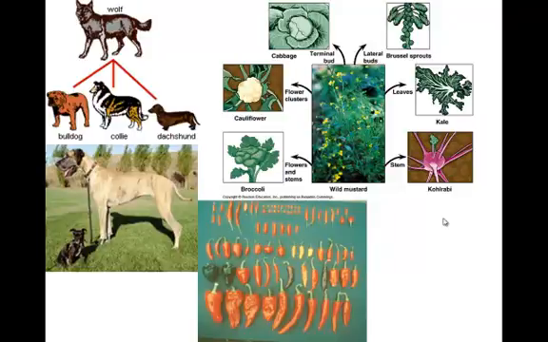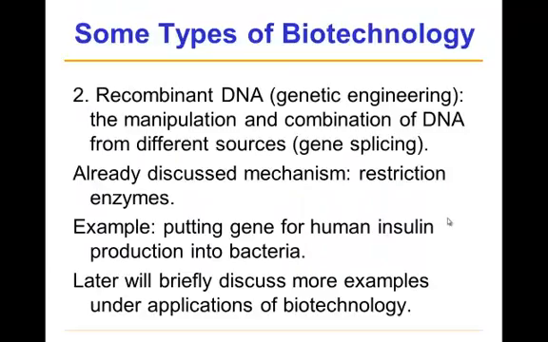So let's leave the old pre-technological example of biotechnology and look at something that has perhaps a little bit more technology in it. And this is what we've already talked about. This is simply recombinant DNA, or genetic engineering. And when we say recombinant DNA, it's combining DNA from two sources. And so here it's defined as the manipulation and combination of DNA from different sources, also known as gene splicing.